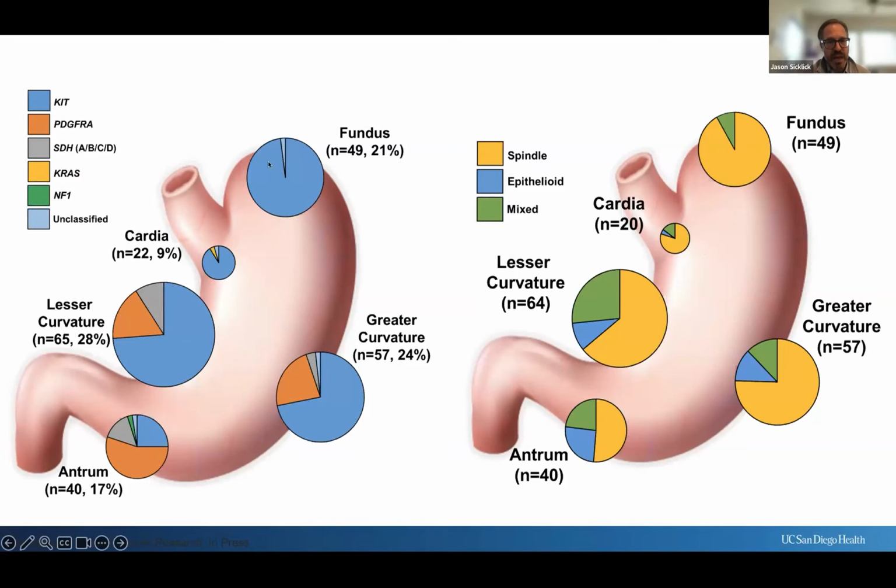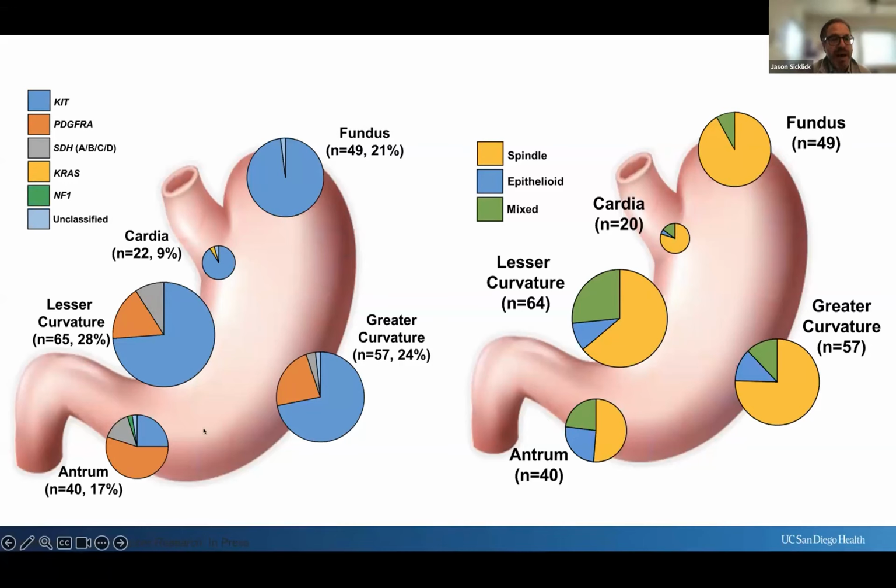The fundus is this upper part here, and tends to be almost completely KIT mutant, in dark blue there. As we move farther down, we see only about 75% of GIST having mutation in KIT along the lesser curve or the greater curve of the stomach. But we start seeing the PDGFR alpha in orange here, and the SDHs in gray starting to crop up here.